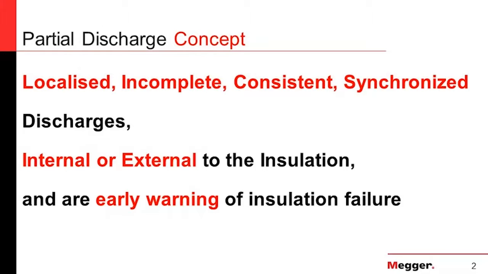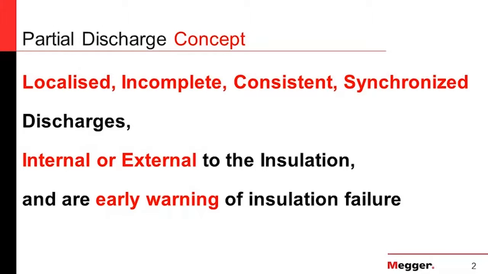When we say localized, we mean partial discharges can occur in some parts of the insulation, not all over or all across the insulation. So they are localized. That's the first important part. Then they are not complete, they are incomplete. So they are not a flashover, or the path for discharge is not complete. So they happen partially.